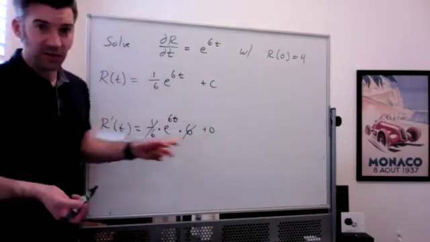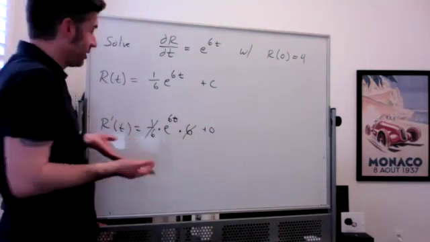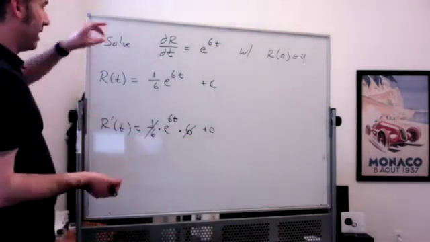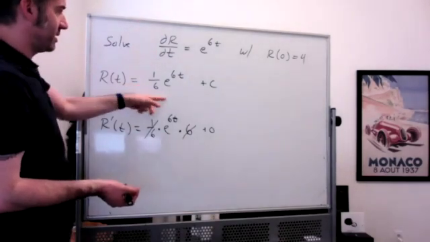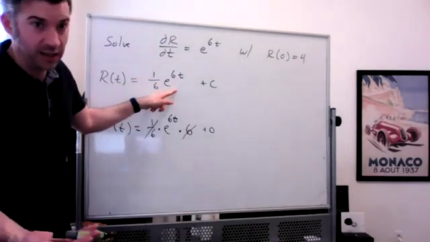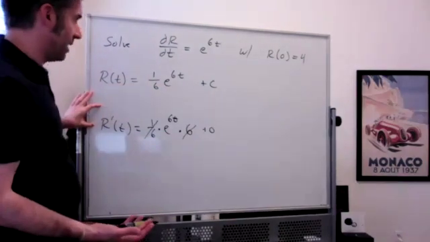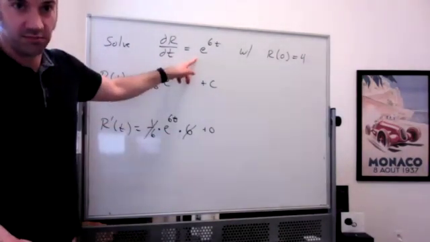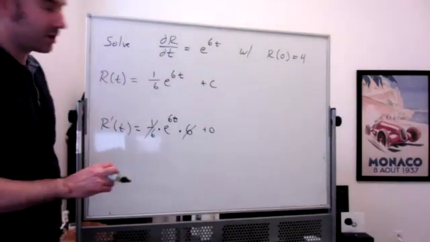So you don't have to do this. I'm just pointing out that it really is what's happening, right? The antiderivative of this is 1/6 e to the 6t because the derivative of this is, in fact, equal to e to the 6t. That's all I'm saying there.